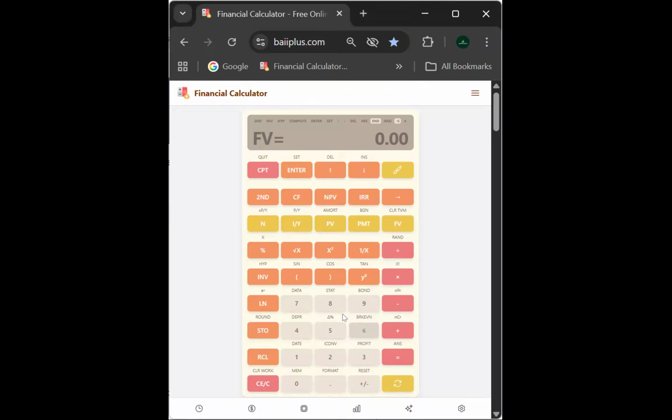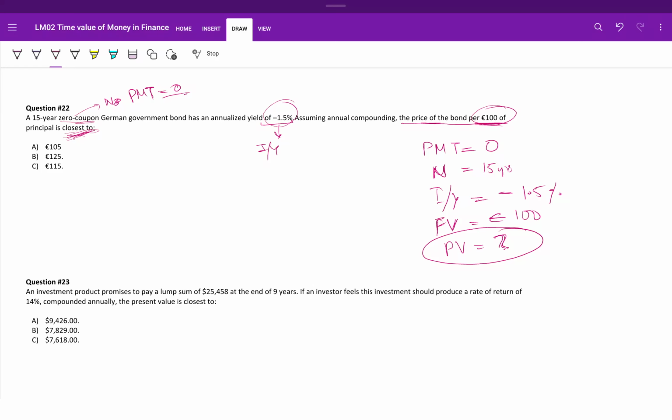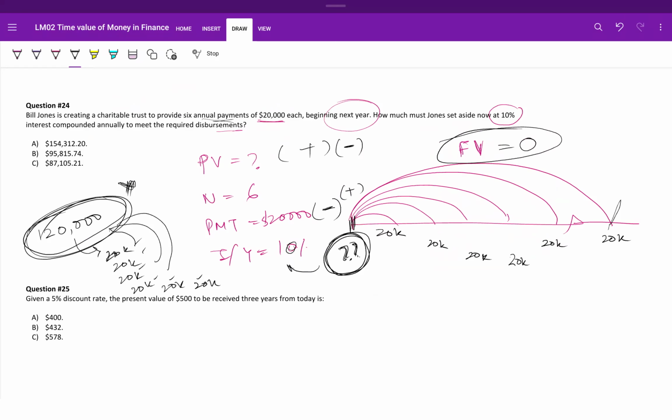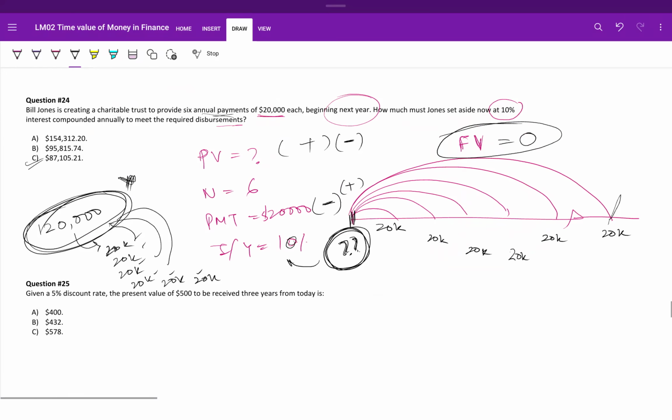N is 6 years, so 6 years is the number of years. I/Y is 10%, payment is 20,000. PMT, compute present value. This is going to give us a value of 87,105. So 87,105, we actually do have an option of 87,105.